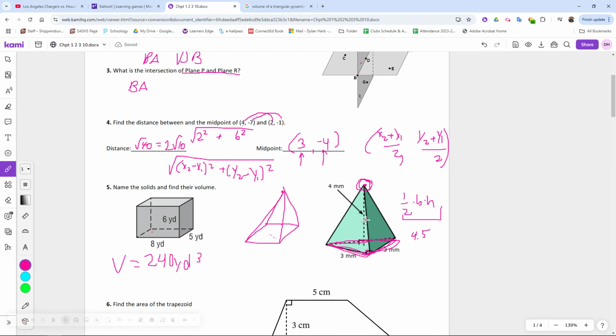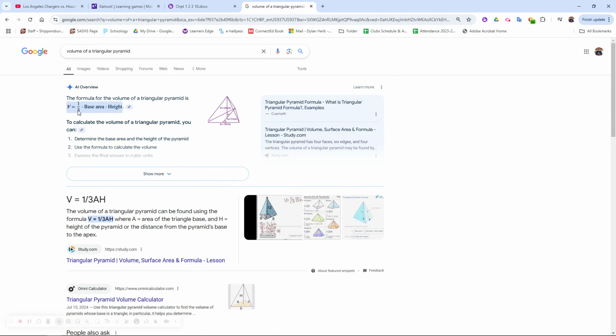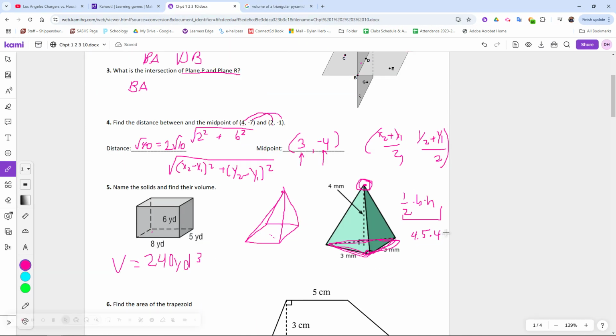We have to multiply that by the height. The height here is labeled as 4, so multiply that by the height. And then our formula says to multiply it by a third here. So 1/3 times the area of the base times the height. So the area of our base was 4.5. Our height was 4. And we just have to multiply that by a third. So whatever you get when you do that is going to be your answer. So what's that? 18 over 3. So that is 6. Wait, what am I doing? Is it exactly 6? Yeah, this is exactly 6. So there's your answer for that one.